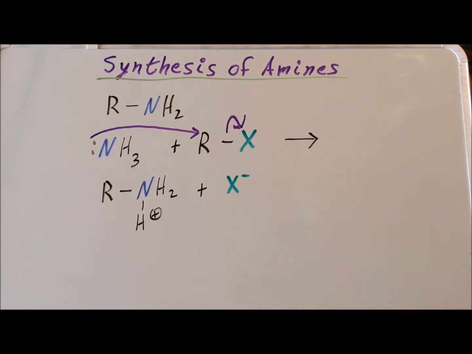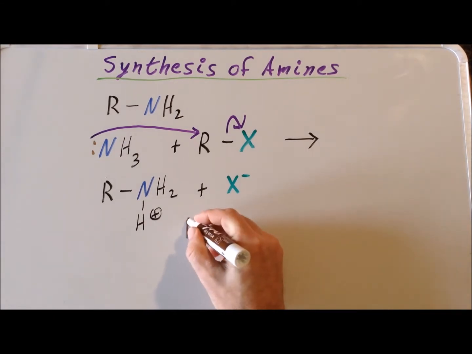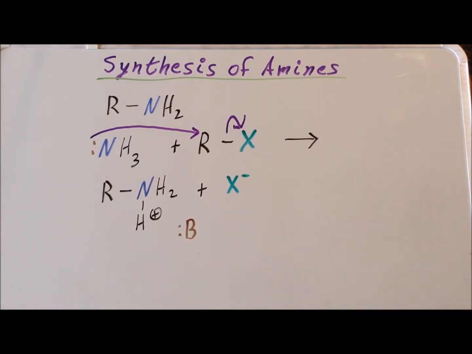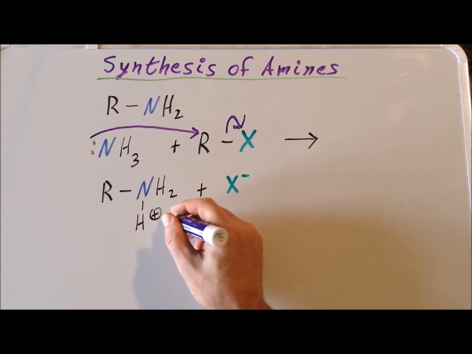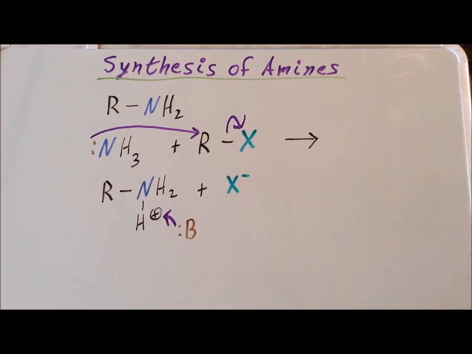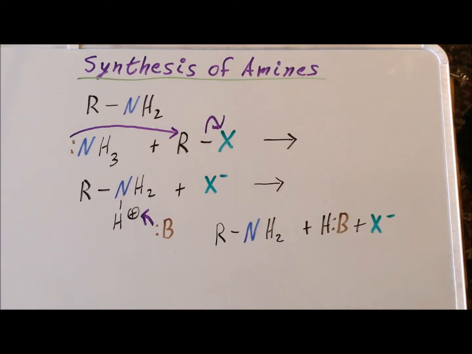In the next step, the protonated amine can react with a base that would either be the solvent or excess ammonia to abstract the proton from the protonated amine. After abstraction of the proton from the protonated amine, we are left with our main organic product, which is the primary amine here. The proton leaves with a base, and we are left with the halide ion, which is the leaving group on the substrate from the SN2 nucleophilic substitution attack.